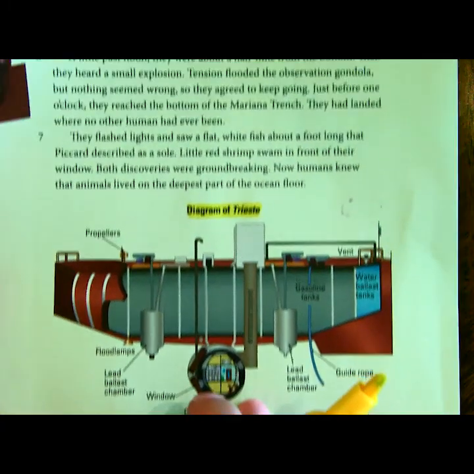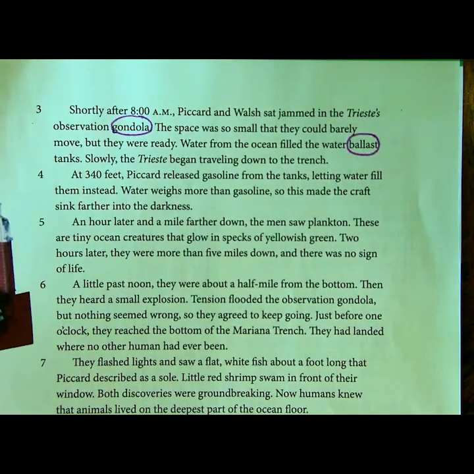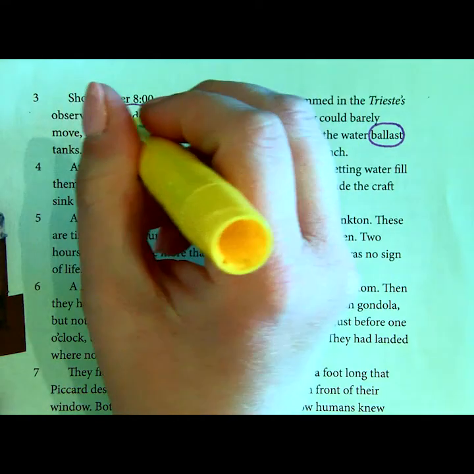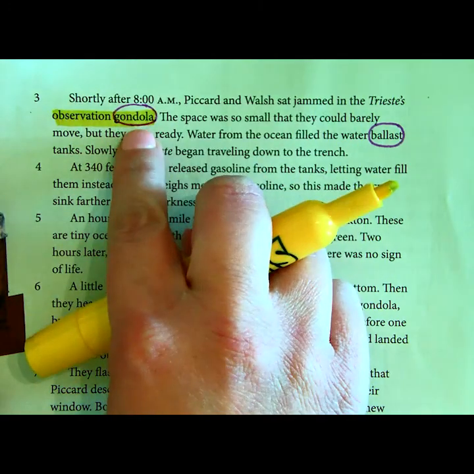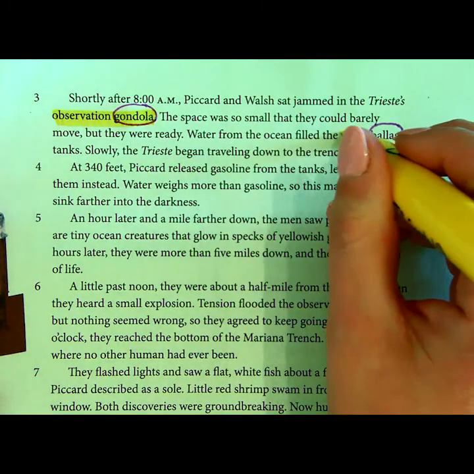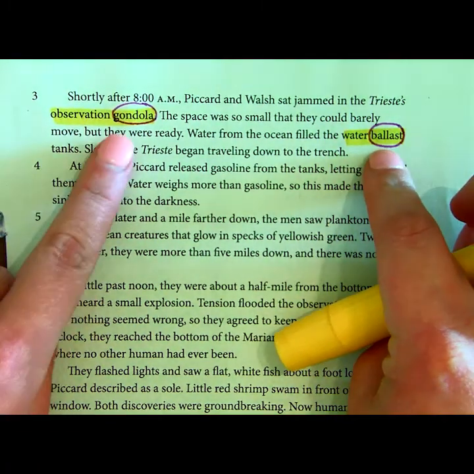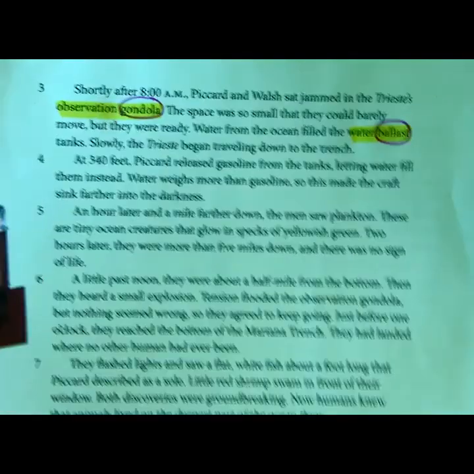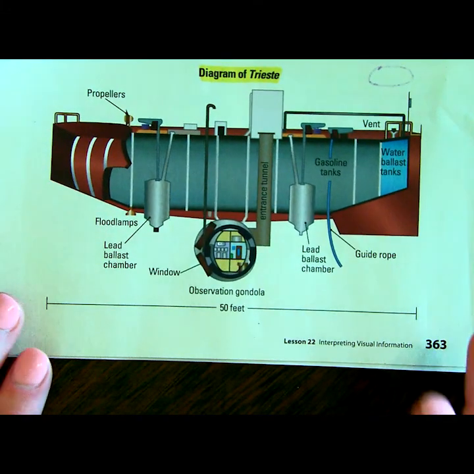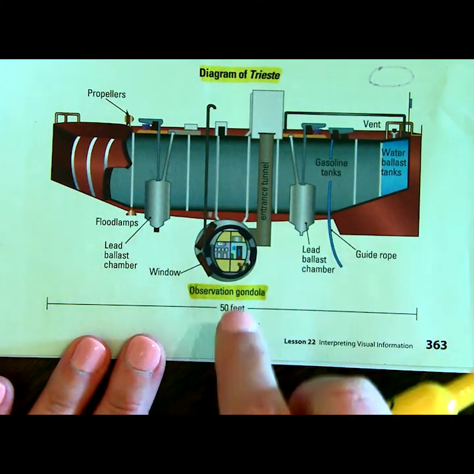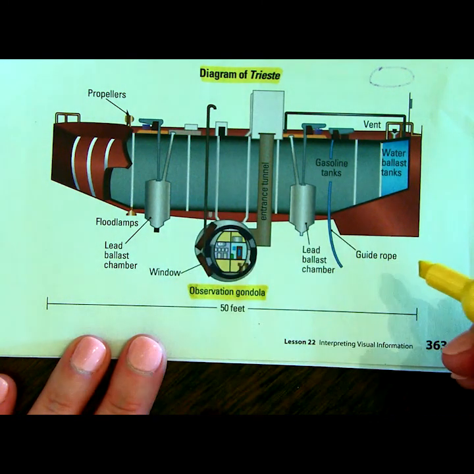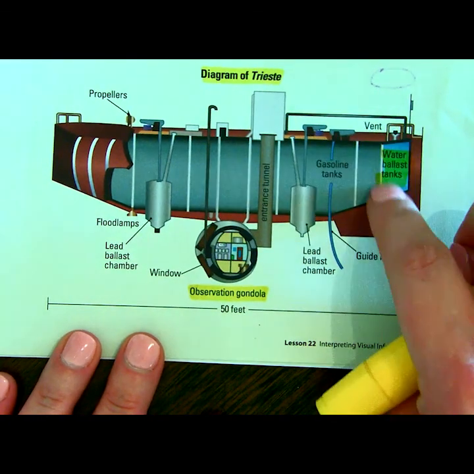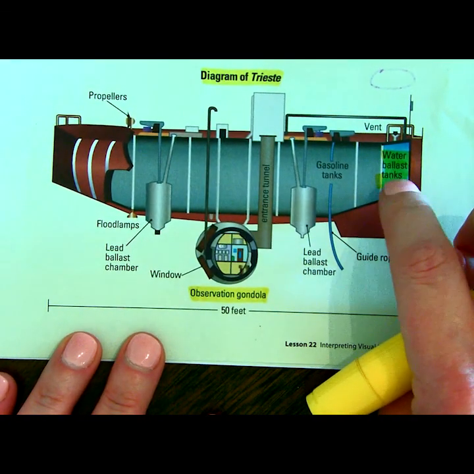So, while we're thinking about that, there's two parts that are mentioned here that I wanted to point out, just the words. So we have an observation gondola, and then we have water ballast. So I can see that there's two unfamiliar words here, gondola and ballast. But if I go down here to the diagram, I noticed that there's an observation gondola listed here, and there's water ballast tanks right here. So it looks like it's something like a reservoir or a container that holds water.